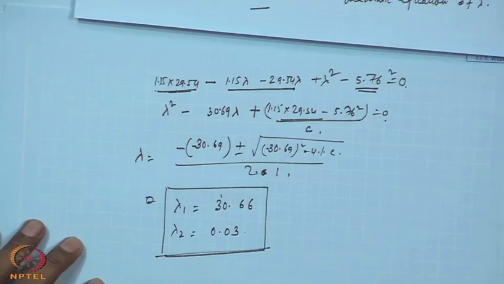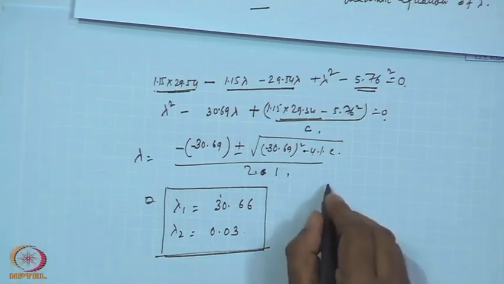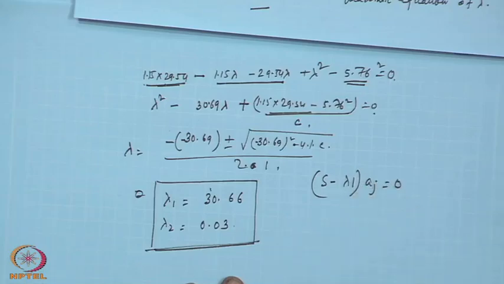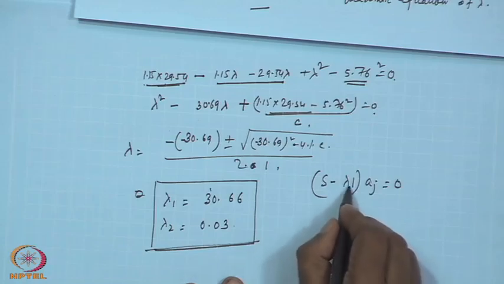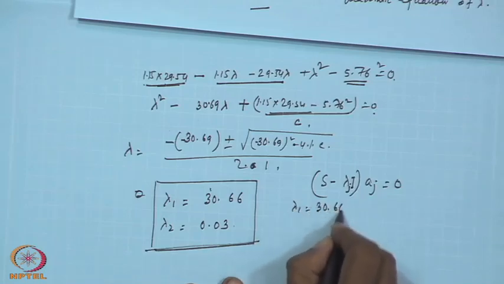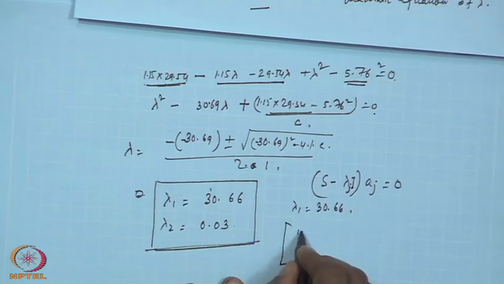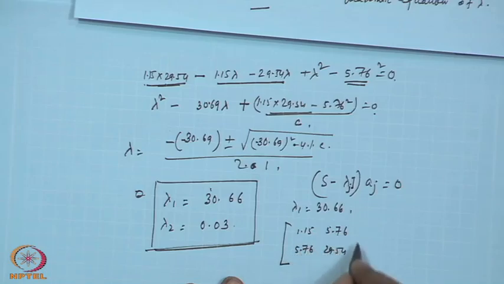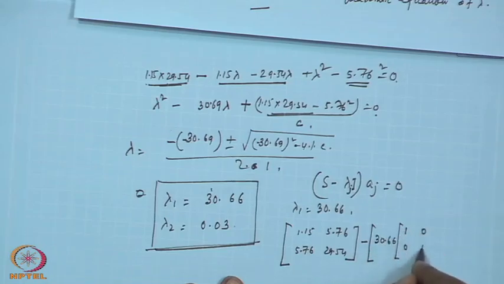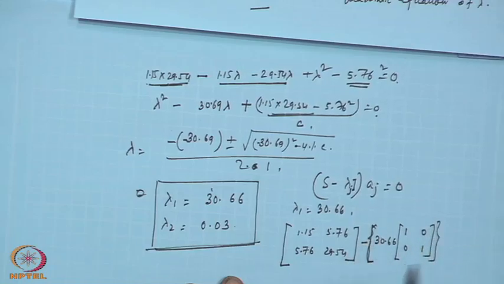Then what do you require to find out? You require to find out the A values. So, what will you do now? We know S minus lambda I times A j will be equal to 0. Here we will be using lambda j now. As lambda 1 equal to 30.66, you put S as 1.15, 5.76, then 5.76, 29.54, minus lambda, which is 30.66, into the matrix 1 0 0 1. This matrix, into A1, equal to 0.